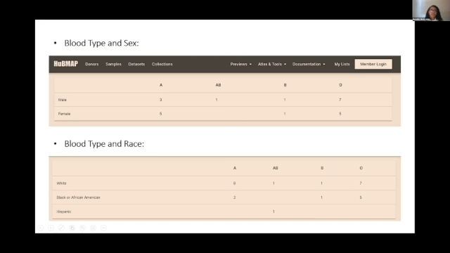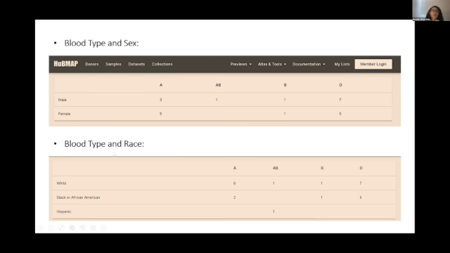With the Elasticsearch query that you just saw, I was able to create this table. In this table, you can see the distribution of the blood type in the donors, with all the donors divided by male and female.